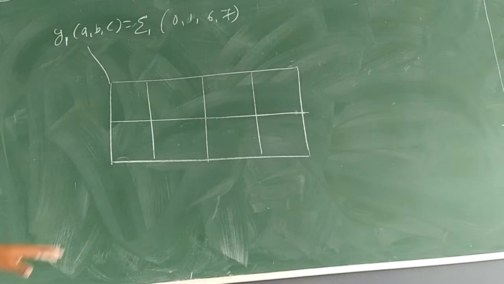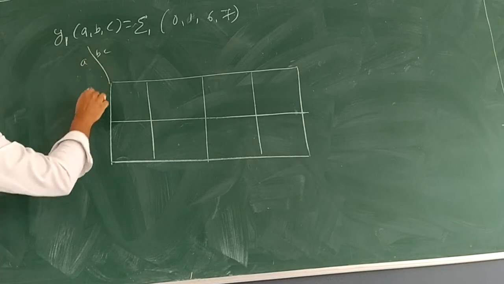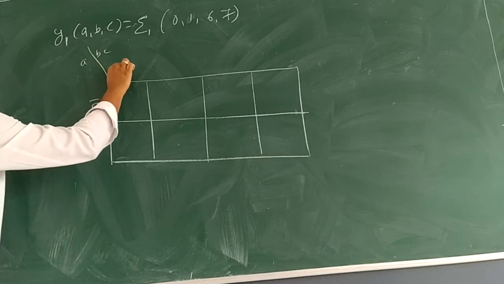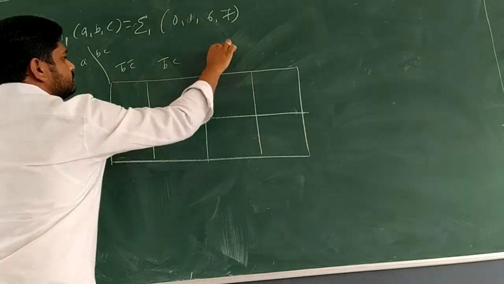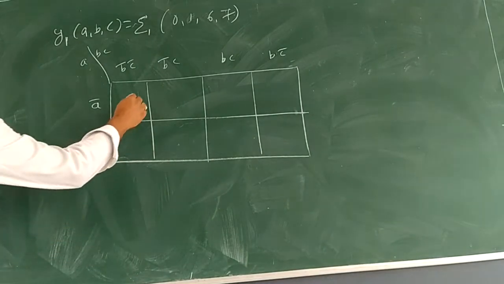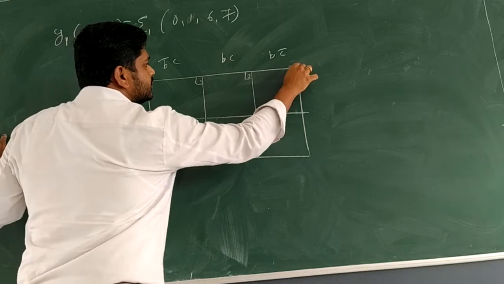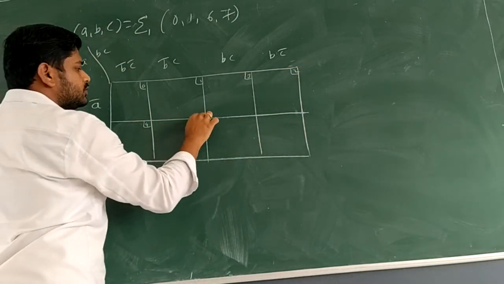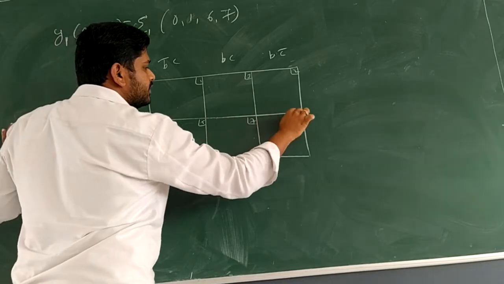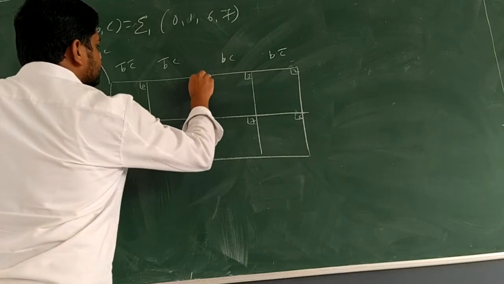So I told you how to consider row wise and column wise. Okay, so here it is A, here it is BC. Okay, so write the cell numbers for your reference: 0, 1, 3, 2, then 4, 5, 7, 6. Okay, I think it is clear with the font. Yes. Okay, let me write here 1.